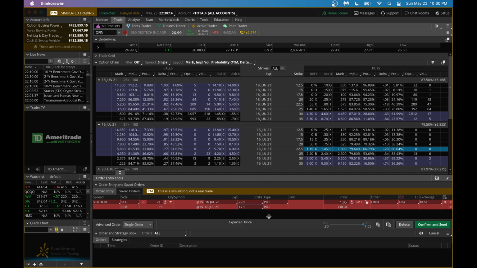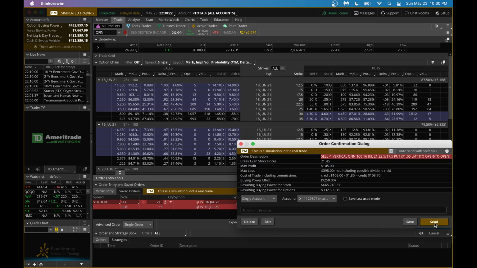So as you can see here, a $5 spread, getting a good amount of money. This could be a better bet here. You could sell this. Your max buying power effect is 250. Your max loss is 395. You make 105. Break even is 21.45. This is another good strategy here.